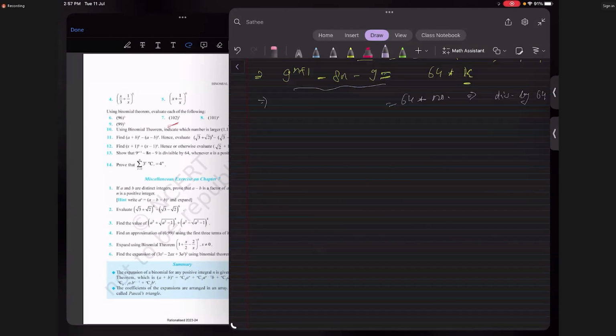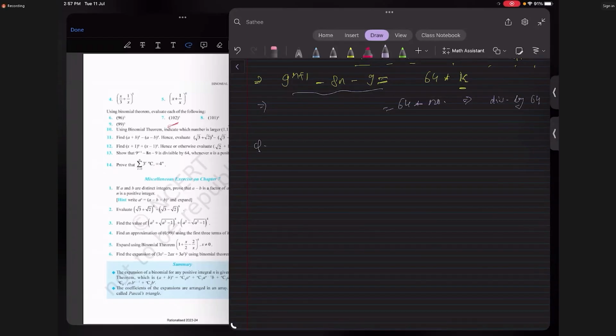So if we see the last question, that is question number 14, then it is given that you have to prove that summation of r equal to 0 to n a to the power r nCr is equal to 4 to the power n. So this is nothing but the reverse binomial formula.